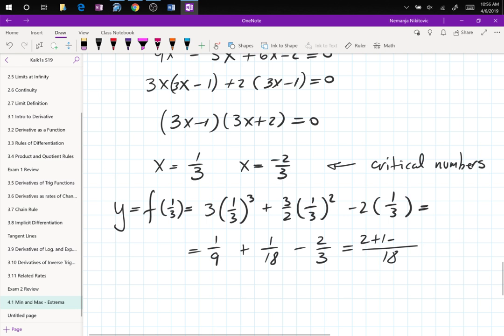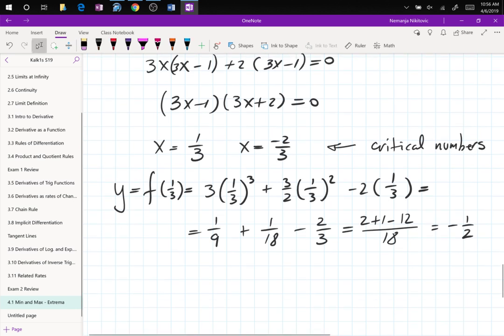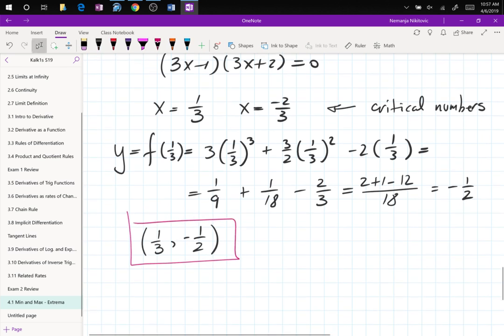No, 6, 12. Which is negative 1/2. Right, because that will be negative 9 over 18. So the first critical point is 1/3, negative 1/2. So we're going to box this, and now we have to do this again for the second one.